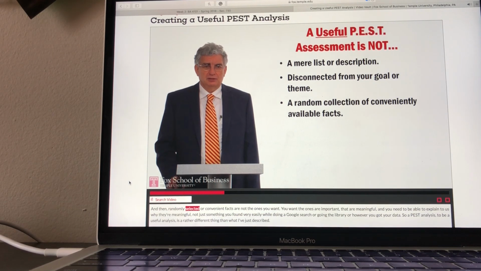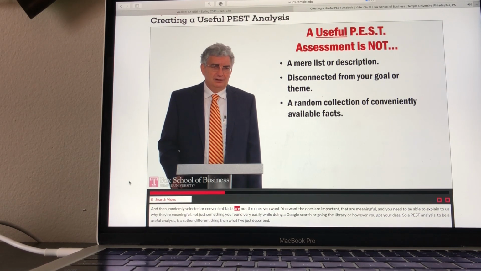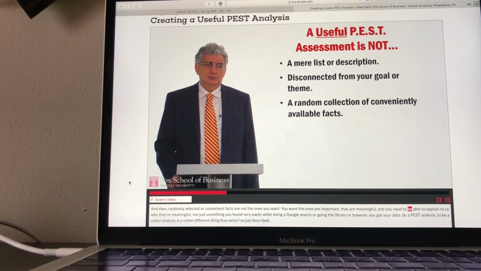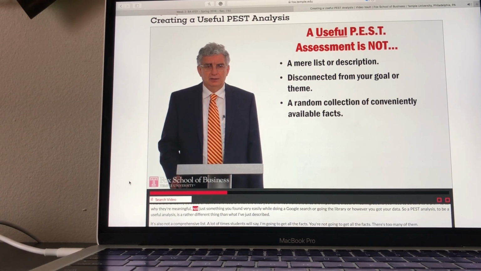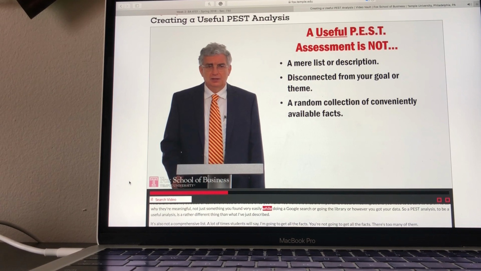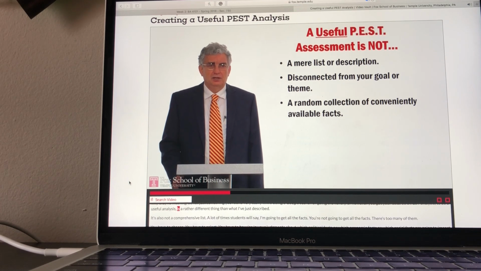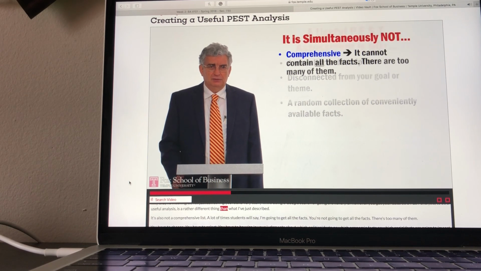And then randomly selected or convenient facts are not the ones you want. You want the ones that are important, that are meaningful, and you need to be able to explain to us why they're meaningful, not just something you found very easily while doing a Google search or going to the library or however you got your data. So a PEST analysis, to be a useful analysis, is a rather different thing than what I've just described.